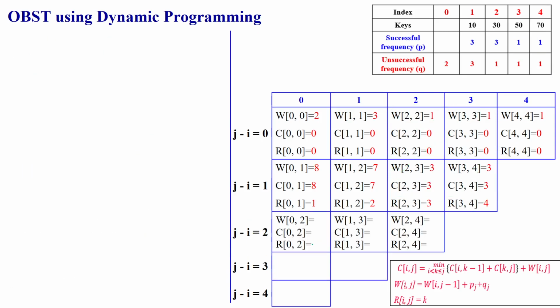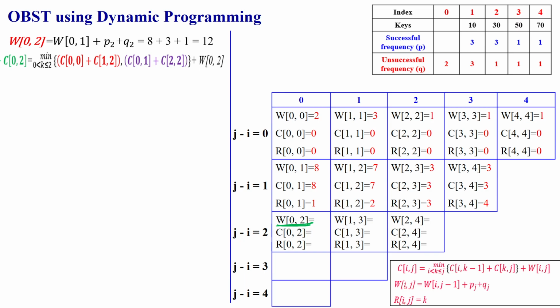Then i is incremented by 1. So now we have to identify the value for c of 0 comma 2. So w of 0 comma 2, right, here we are getting the previous value, this one. Then j value is here 2, so p2 plus q2. When you are substituting the values from here, you are getting the value 12. Then c of 0 comma 2 we have to identify. Here you see 0 less than k less than or equal to 2. So now k is having two values, k equal to 1, k equal to 2. So this is for k equal to 1, this is for k equal to 2, right? Then we have to identify the minimum of both.